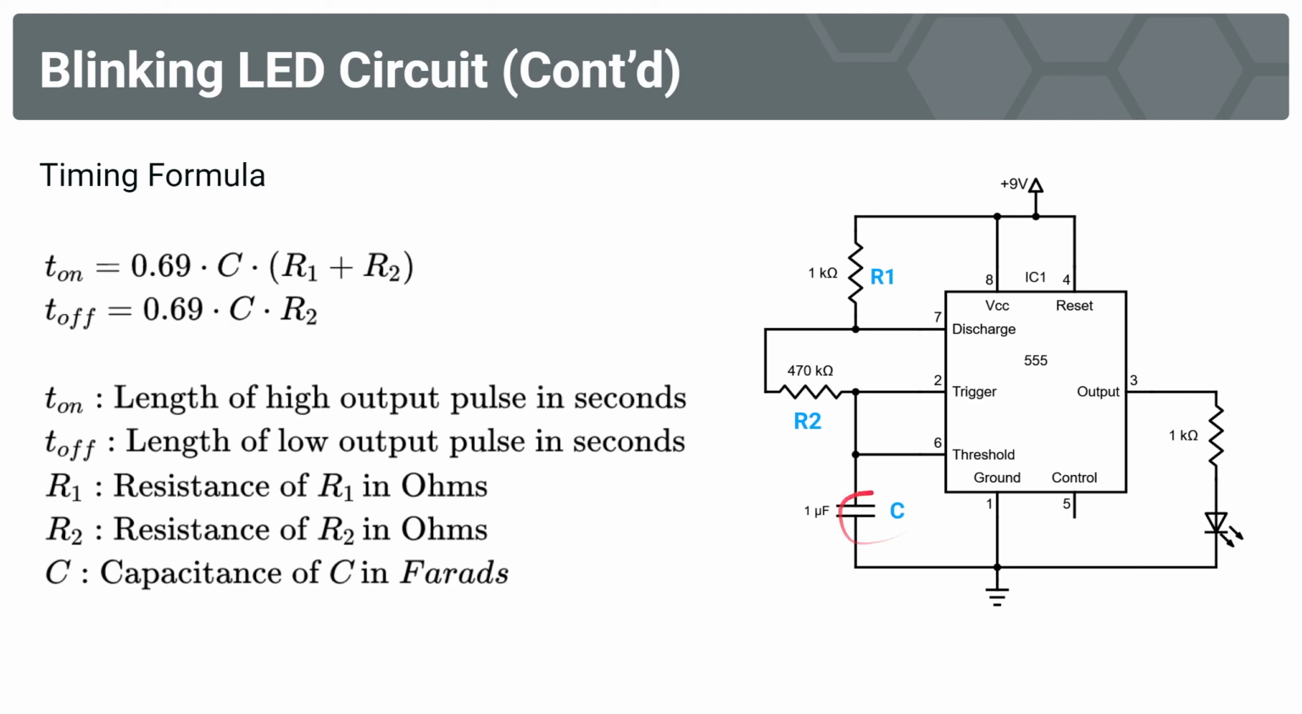We could do the same with the capacitor. If we increase the capacitance, we would increase the amount of time the LED cycles on and off. If we decreased it, the LED would cycle faster. The amount of time it's on and off would be reduced.